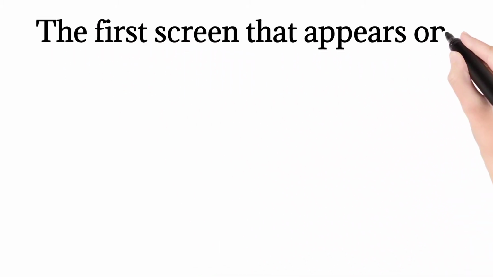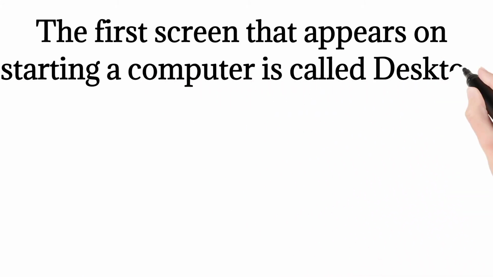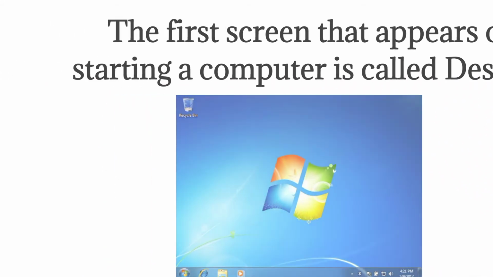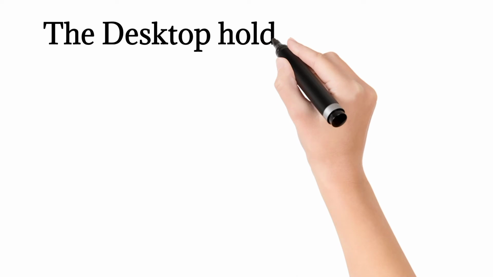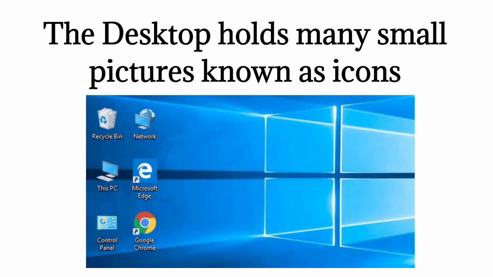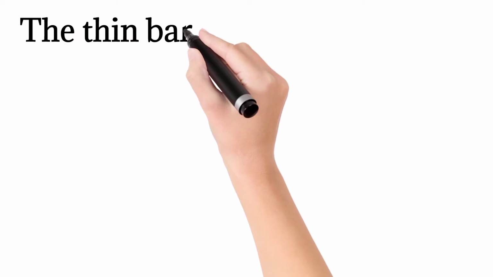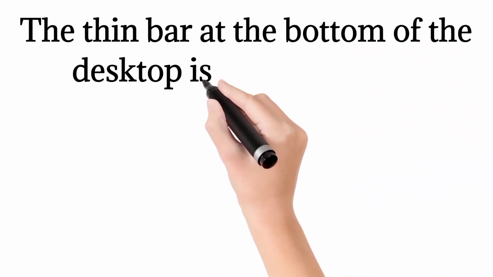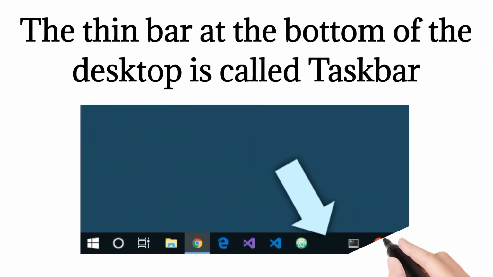As you switch on the monitor, you will see the first screen that appears, that is known as desktop. So you know about it. Now on the desktop, you will see some small pictures which are known as icons, right? So after that, you can see a thin bar at the bottom of the desktop, which is called the taskbar.